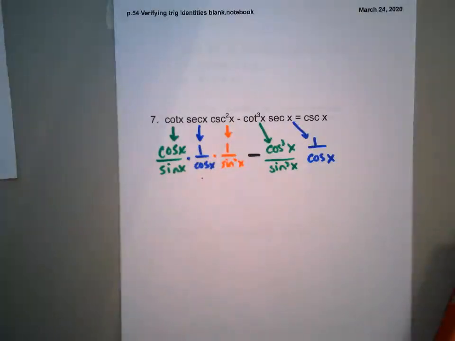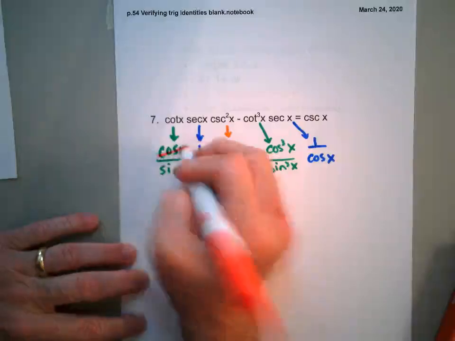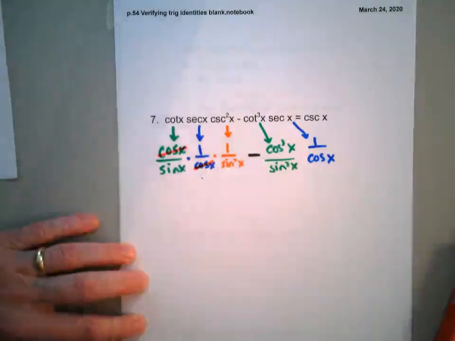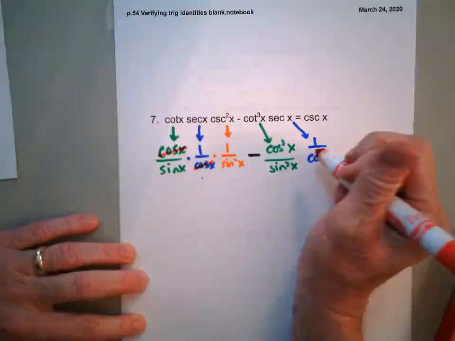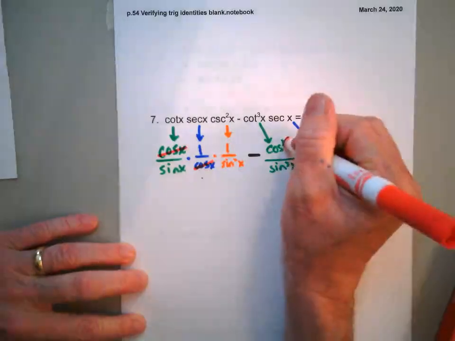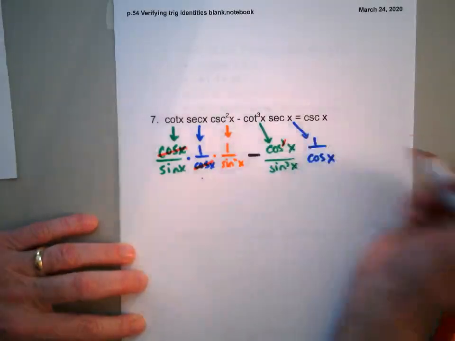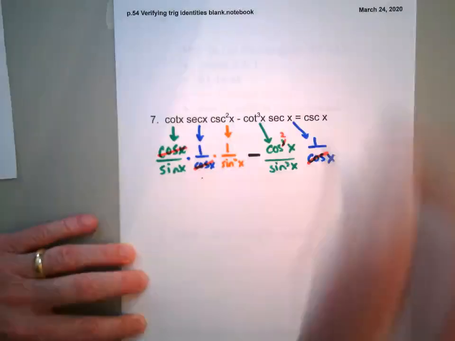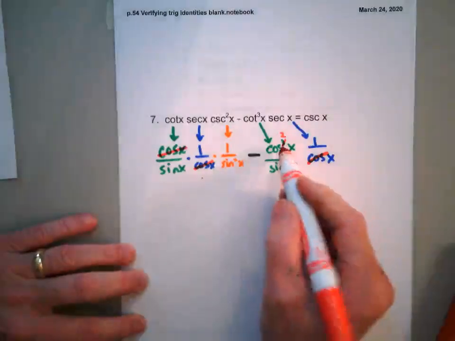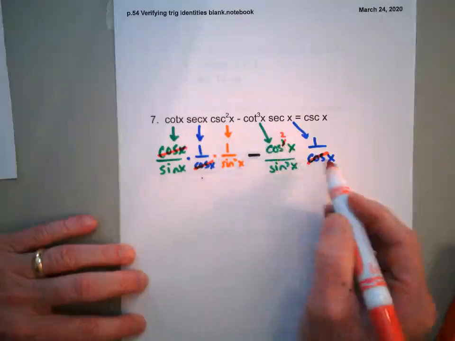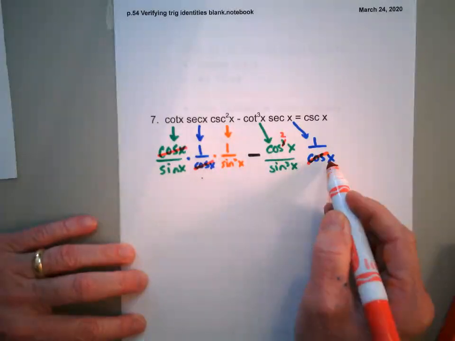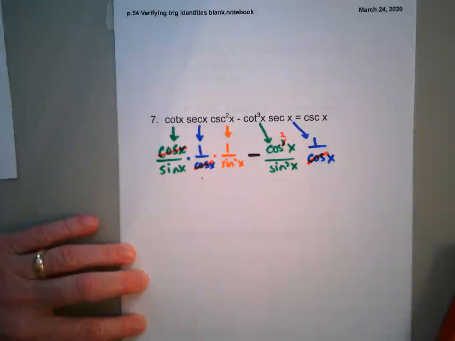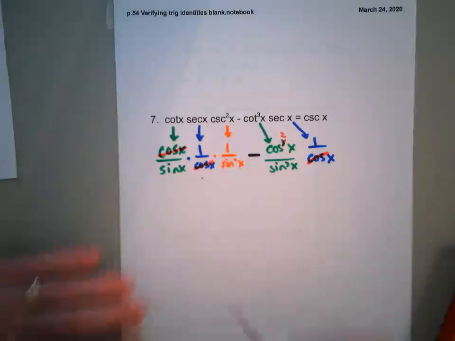So where does that leave us? Well, we can do some canceling. We can get rid of this cosine, this cosine, and a cosine here and a cosine here. So that's going to be a square. We got rid of one of these, and we got rid of one of these. Let's see what we have left.